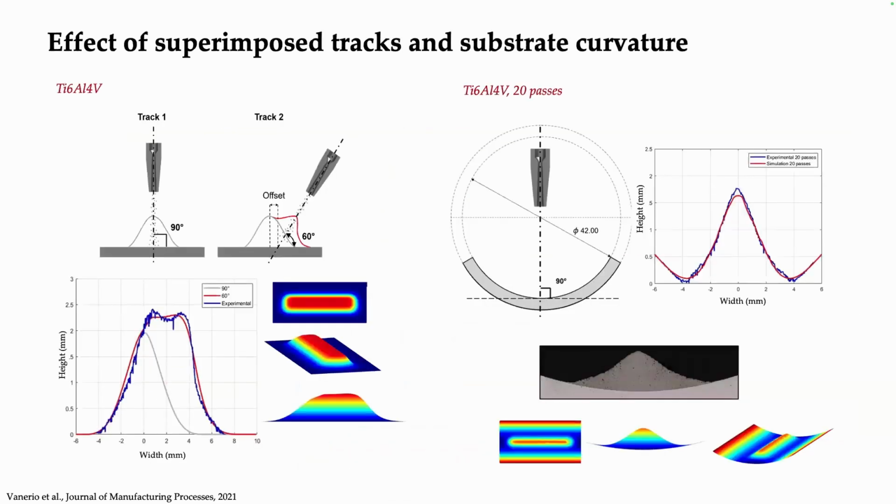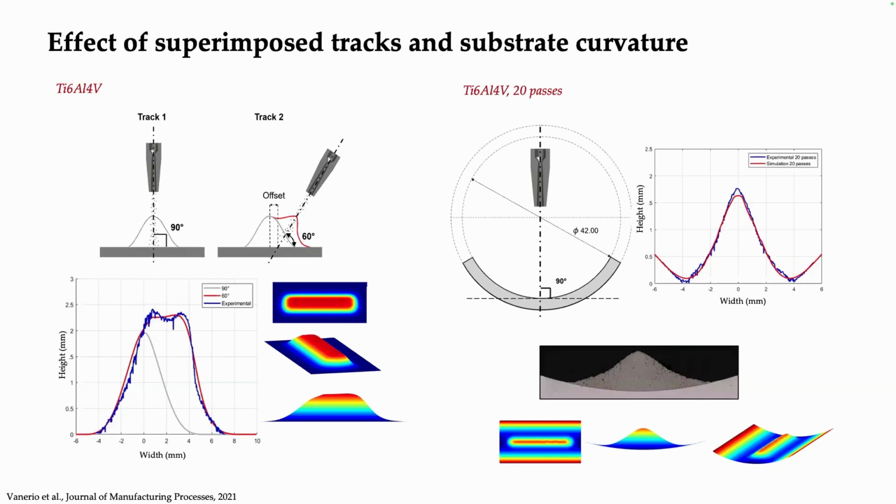So we went further and we started working on the superposition of the single track. Up till now, we were validating the single track shape as a function of different parameters. But in order to create a specific geometry, we need to superimpose different tracks. So here, trying to get a more vertical wall, we superimposed a 90 degrees track with 60 degrees tracks on the sides. And again, the quality of the prediction is good. So the error is not propagating as we are increasing the number of passes.